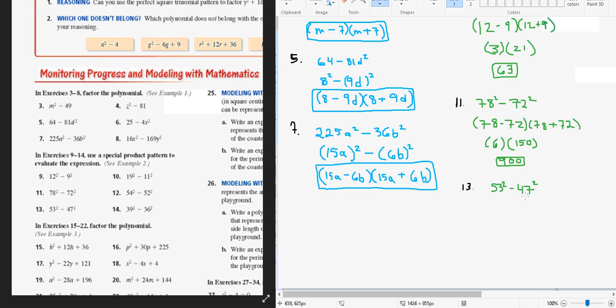53 squared minus 47 squared. So we've got a minus b, 53 minus 47, times the quantity a plus b, so 53 plus 47. 53 minus 47 is 6. 53 plus 47 is 100. And that's easy to compute. That is 600.